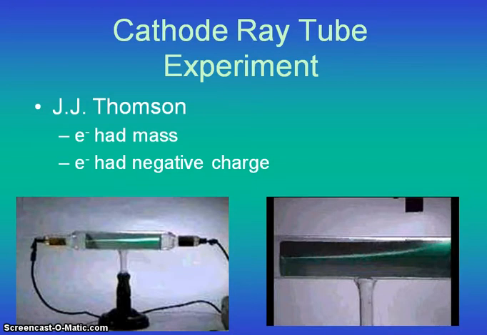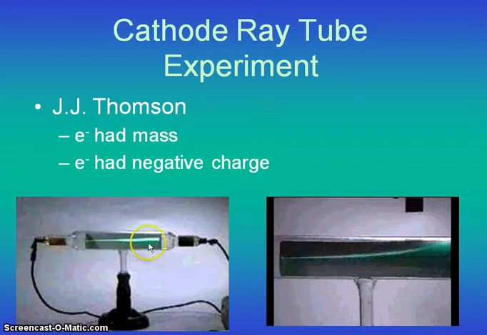J.J. Thomson was one of the first people to come up with a model of the atom, similar to Dalton and a couple other fellows that we're going to talk about. But J.J. Thomson also came up with some information about electrons. He figured out that electrons have mass and that they also have a negative charge. He was an English physicist, and his work dealt with cathode rays. What he did was he shot this beam of cathode rays through this tube. That's where we're getting the cathode ray tube experiment.